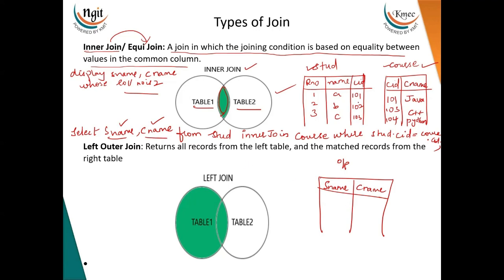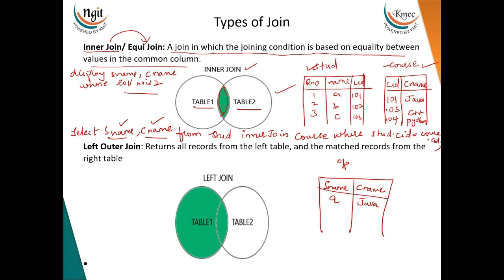From the student table, you can see that there is 101 which is available here. So let us check whether 101 is also present in the course table or not. So here there is 101. Here you get A. And what is the course name for 101? It is Java. So we are going to write Java here.